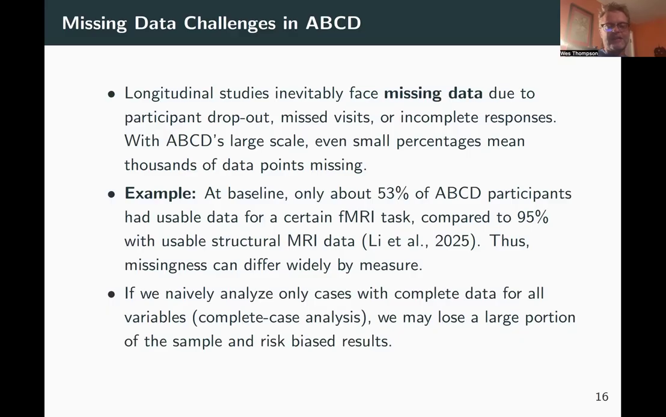If we naively analyze only cases with complete data for all variables, that's a very common way of doing this, we may lose a large proportion of the sample. May or may not be an issue. If you go from 12,000 to 8,000, you might still be very well powered. But it could be dramatically smaller than that, to a point where power is an issue. Another issue is that if you delete certain people from your analysis because of missing data, and their missingness is related to the associations that you're trying to assess, then that could actually bias the results that you're finding.